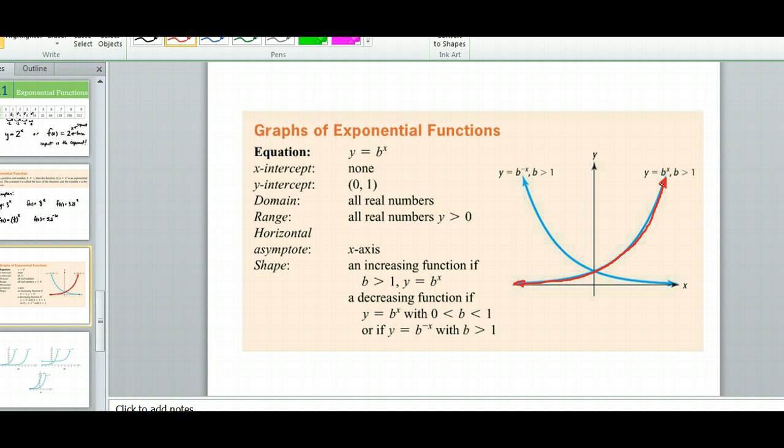So this is the same equation for both. y equals b to the x. The x-intercept is none. The x-axis is what we call the horizontal asymptote. So the x-axis is never touched.